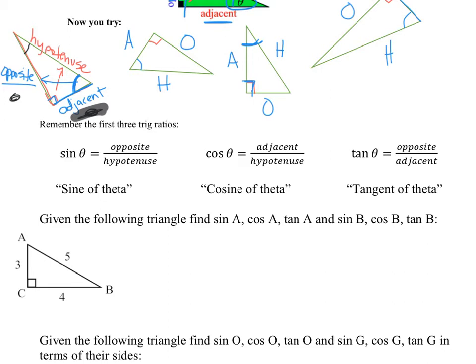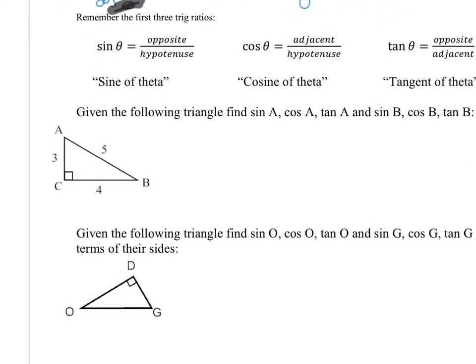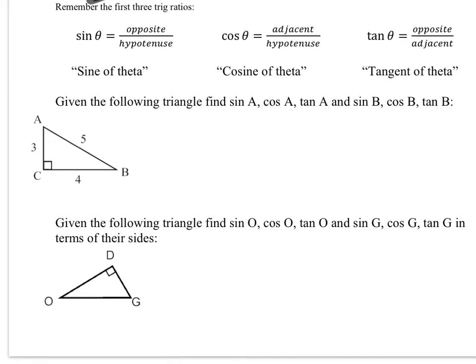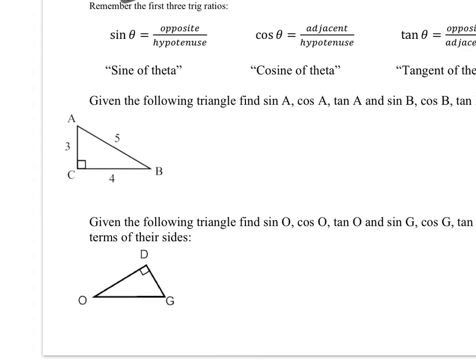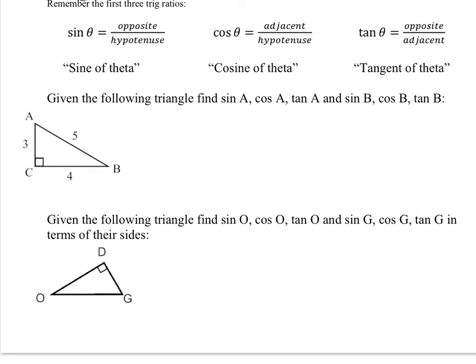So that's how that works out. Cosine of theta is adjacent over hypotenuse, and tangent is opposite over adjacent. Those are the 3 major trig ratios that we discuss. Okay? So if we're looking at this triangle right here, I would like you, please, to find the sine of A, cosine of A, and tangent of A. But I also want you to find the sine of B, cosine of B, and tangent of B.